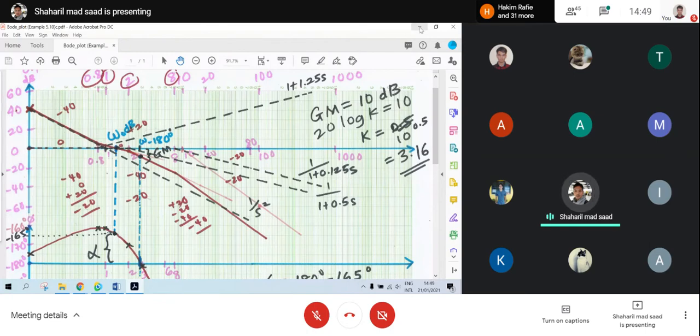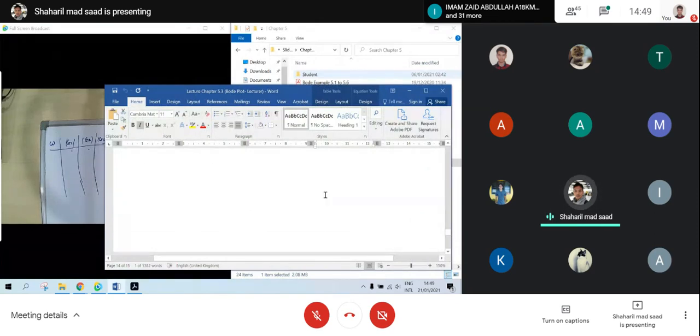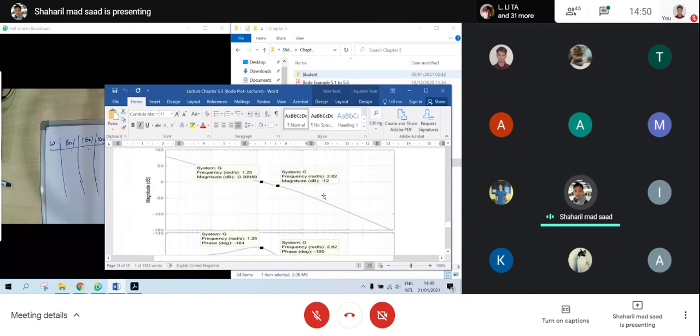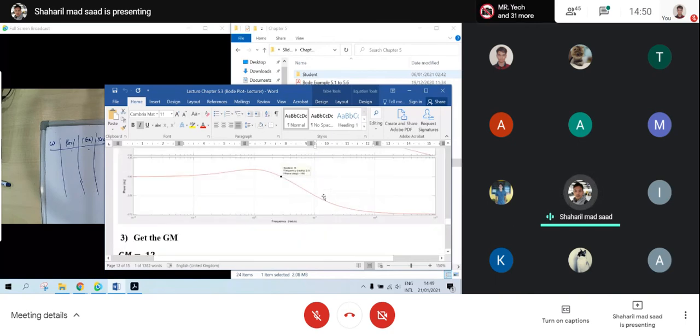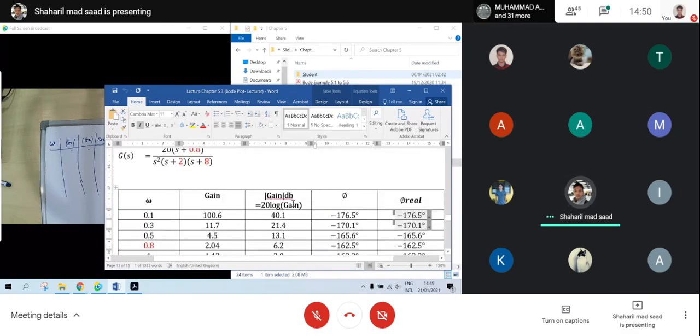I just realized a few weeks ago, when I looked at the comments from the previous semester, they told that the most difficult topic is the Bode plot. And then I realized, why not we just use the concept of what we have done on the Nyquist diagram, so we just calculate the points and so on. So then I improved this note.